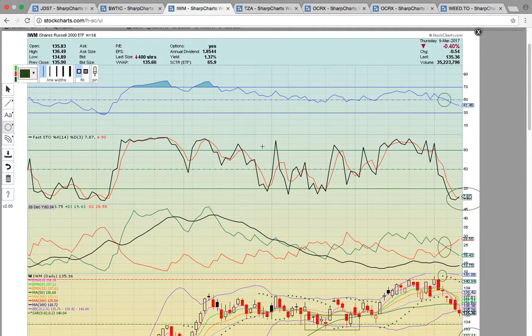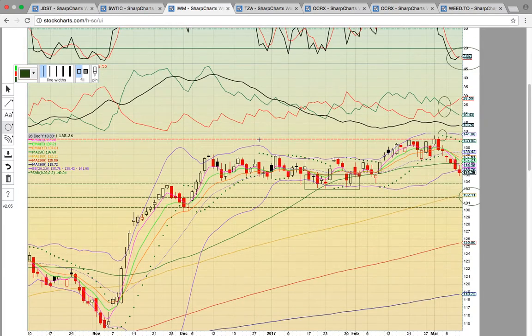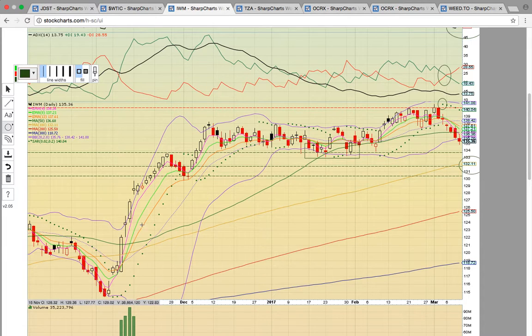Okay, let's look at IWM, ticker symbol IWM. This is the iShares Russell 2000, and this chart is pretty interesting as well. It had this nice rally back here in November into December, and then it pretty much traded sideways all the way into February, where it had this nice breakout, and then it topped out right here in March, the first trading day in March.